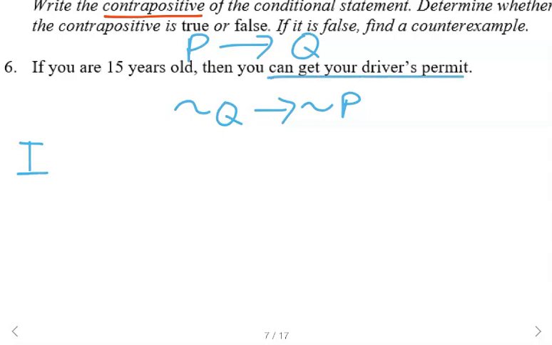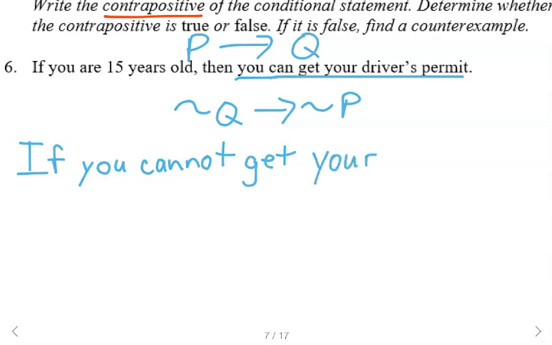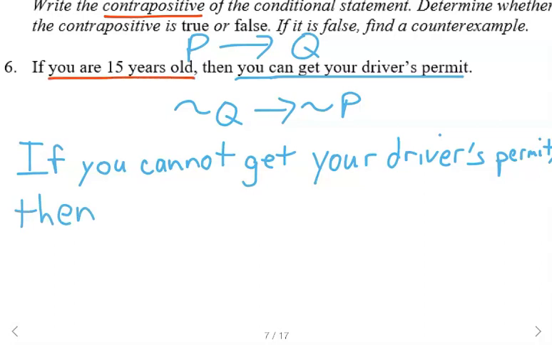So we can say, if you cannot get your driver's permit, then, and then we'll negate the hypothesis, then you are not 15 years old.